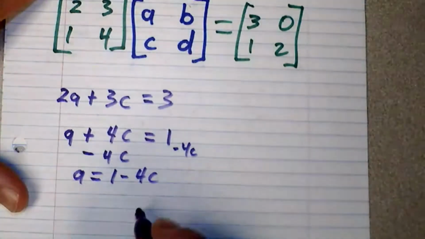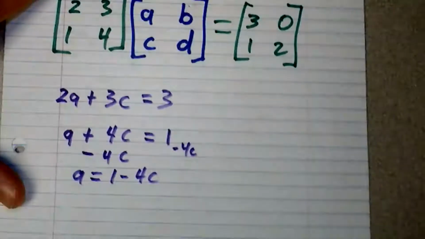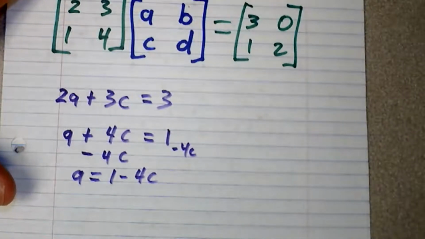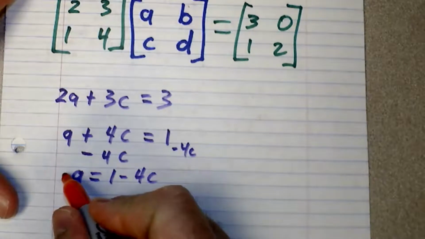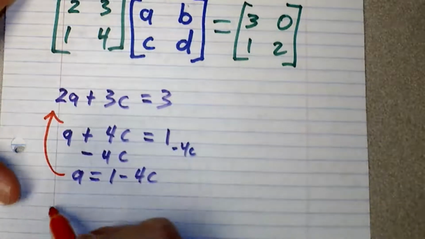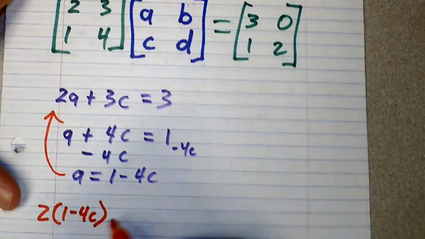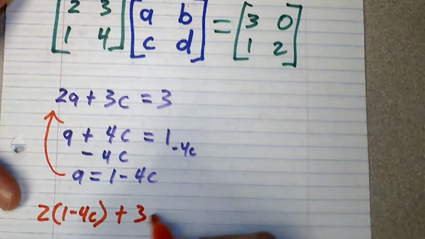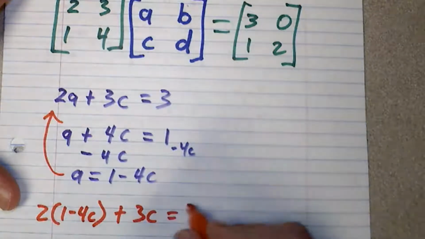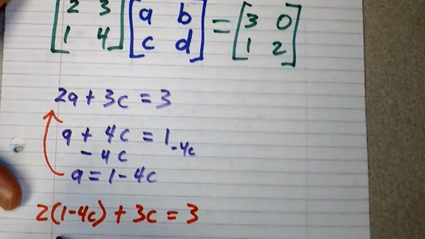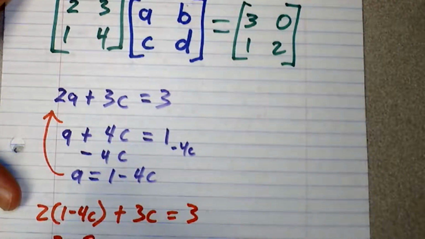Cool. Now I've got up on top, circling back, use a different crayon, I can take this and plug it back into this. So I've got 2 times (1 minus 4C) plus 3C equals 3. Let's simplify. It's going to be 2 minus 8C plus 3C equals 3.